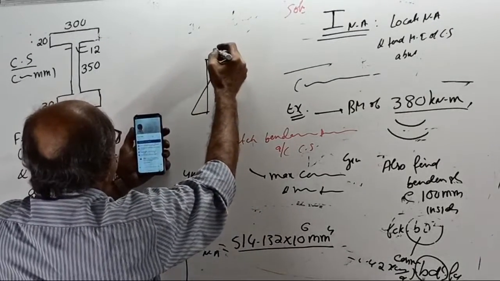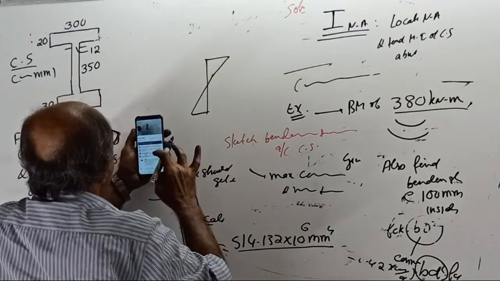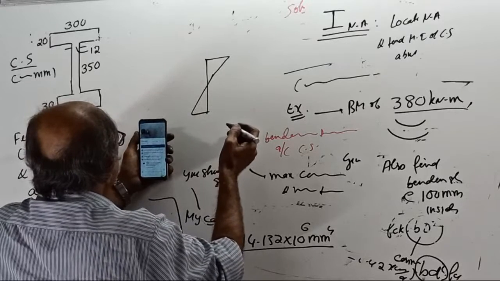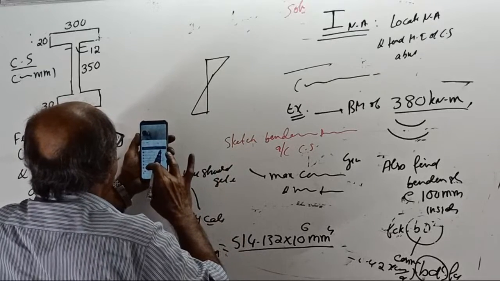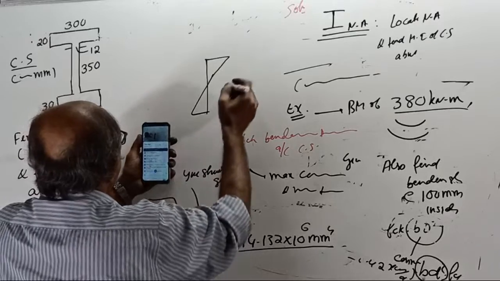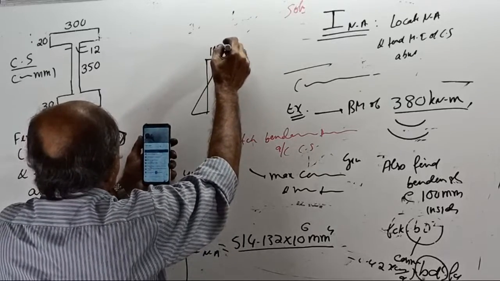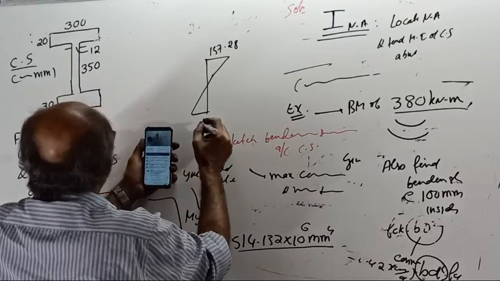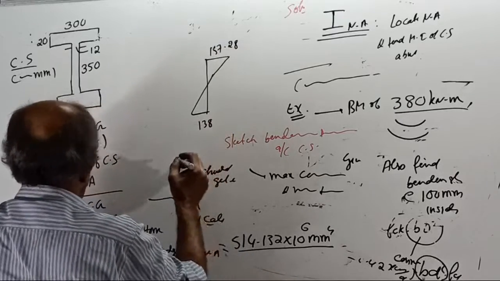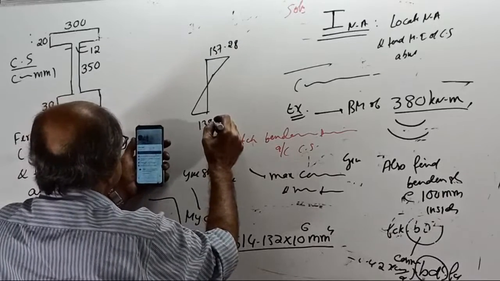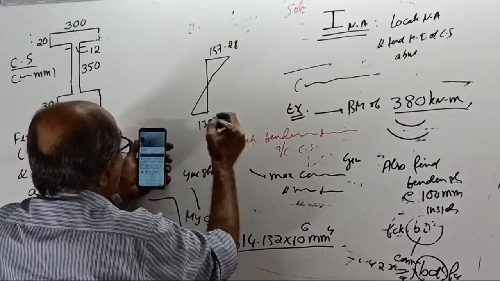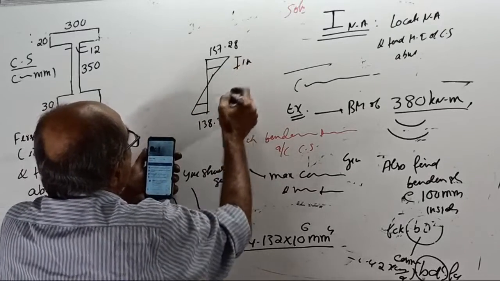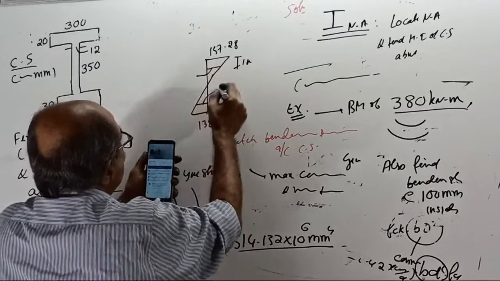This value is the maximum compressive stress at the top. How much? 157.28 in the top fiber. Bottom is 138.36 at the bottom. And here also, you come down by 100, get this value.